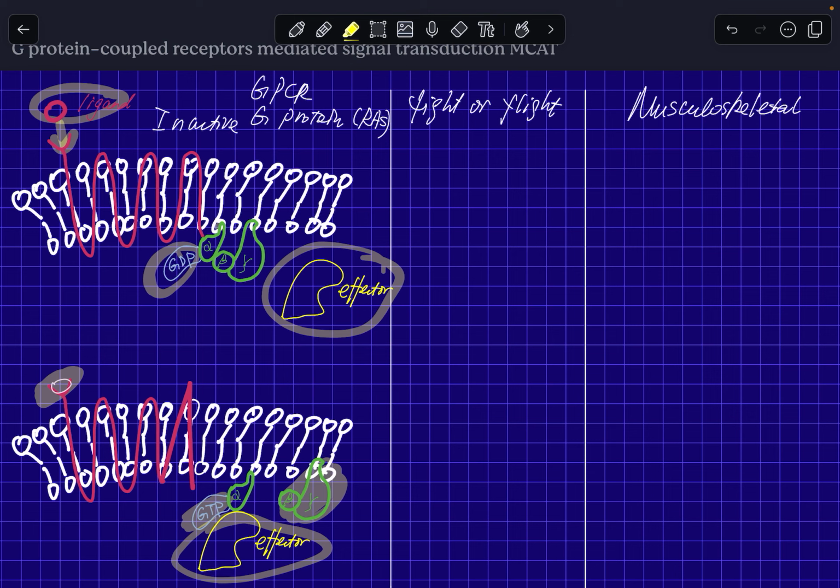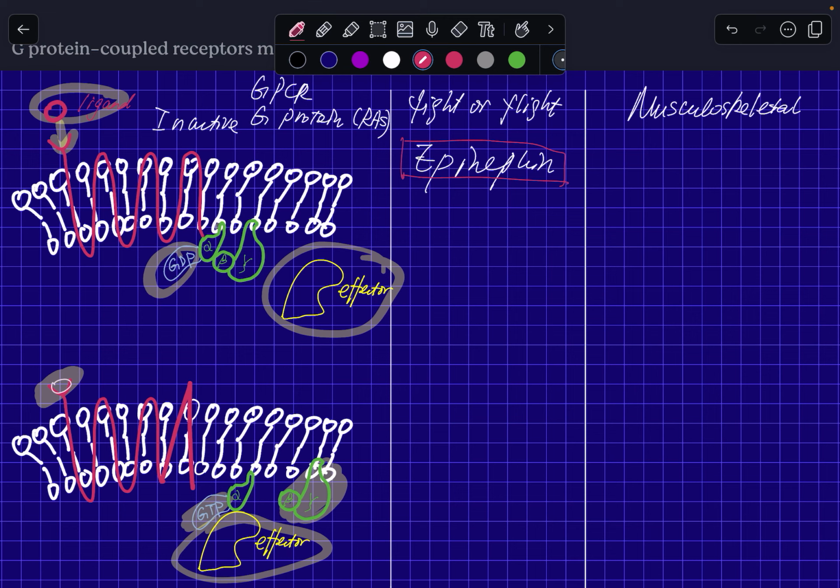Now I'm going to give you 2 very specific examples that have their specific ligands, their specific effector enzymes, and their specific biological effects. The first one is from when you learned the nervous system, remember the sympathetic nervous system where there's this fight or flight response? This is actually due to the binding of epinephrine, in other words, adrenaline. Epinephrine in this case is the ligand. It's a neurotransmitter, and this ligand binds to the GPCR.